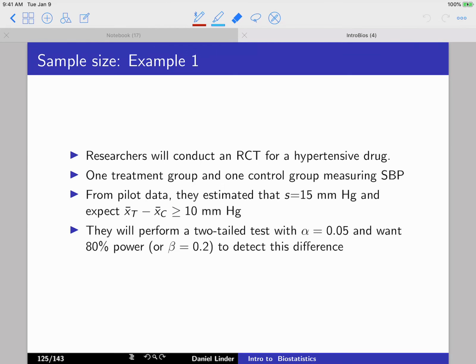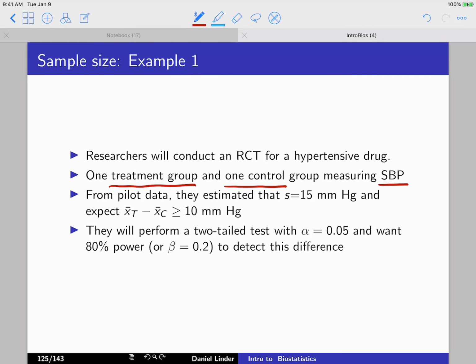So let's look at an example, just to see the mechanics of how this works out. So you've got researchers, and they're going to conduct a randomized controlled trial for a hypertensive drug. You're going to have one treatment group and one control group, and the measure is going to be systolic blood pressure.